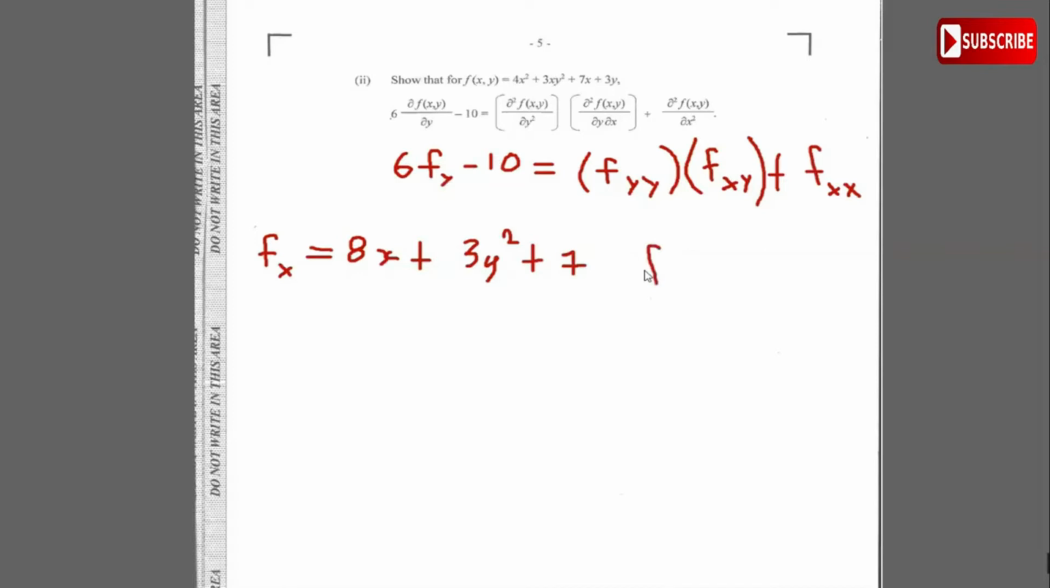We're going to need to find fy along the way. So let's find fy right here. Differentiating with respect to y, when you differentiate 4x² with respect to y, that's 0. Differentiating 3xy², we carry down the power and subtract 1 from the power, so that's 6xy. Differentiating 7x, we get 0. Differentiating 3y, we get plus 3. So that is fy. We're going to need fyy anyway, so let's find fyy.